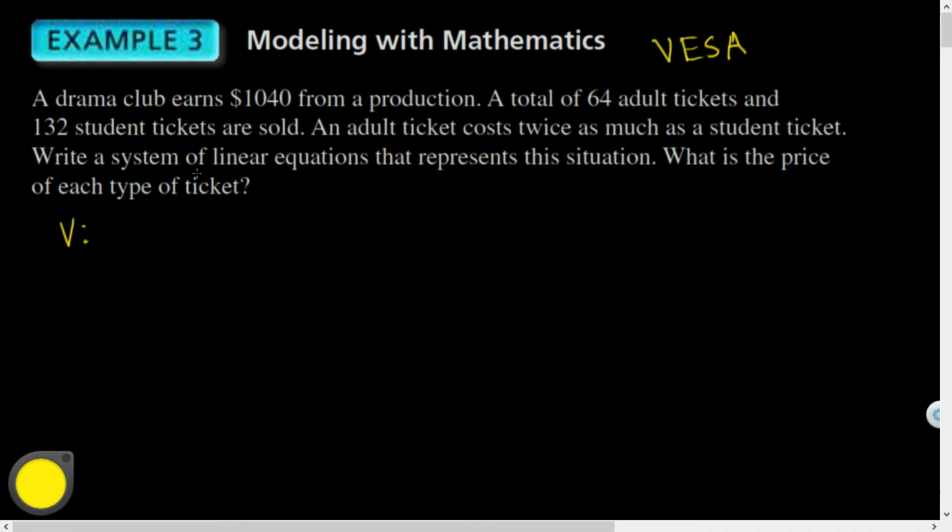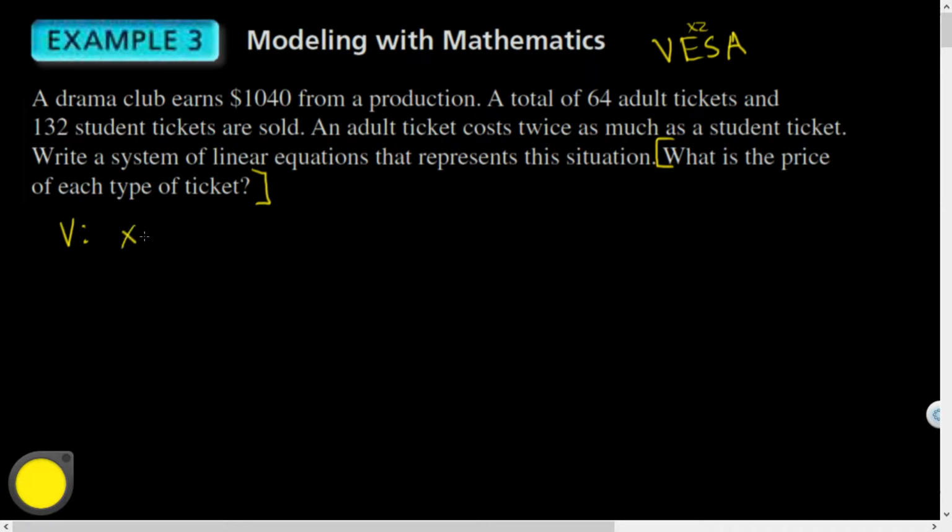Write a system, meaning there's going to be more than one equation, or more, actually, but in this case it's two, that represents this situation. Then it asks, what is the price of each type of ticket? So when you define your variables, they are like 95% of the time going to be what the problem is asking. So look for the question mark and see if you can define your variables.